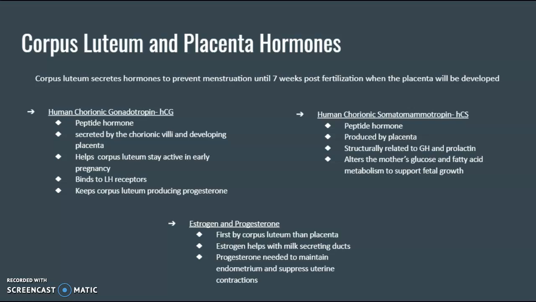HCS, which stands for human chorionic somatotropin, is produced by the developing placenta and is needed to alter the mother's glucose and fatty acid metabolism to support fetal growth. Estrogen and progesterone are produced by the corpus luteum and the placenta. Progesterone is needed to maintain endometrium lining to carry the pregnancy to full gestation period.